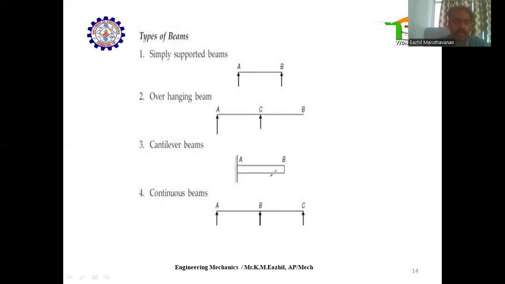Continuous beam: when the supports are at equal distances, it is known as a continuous beam.